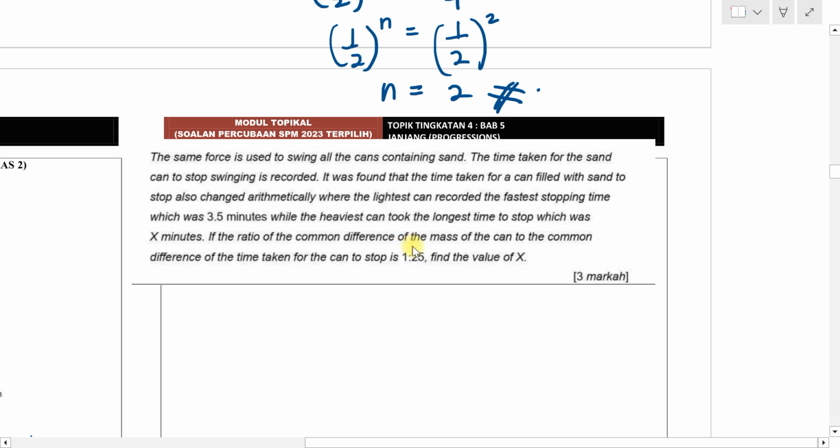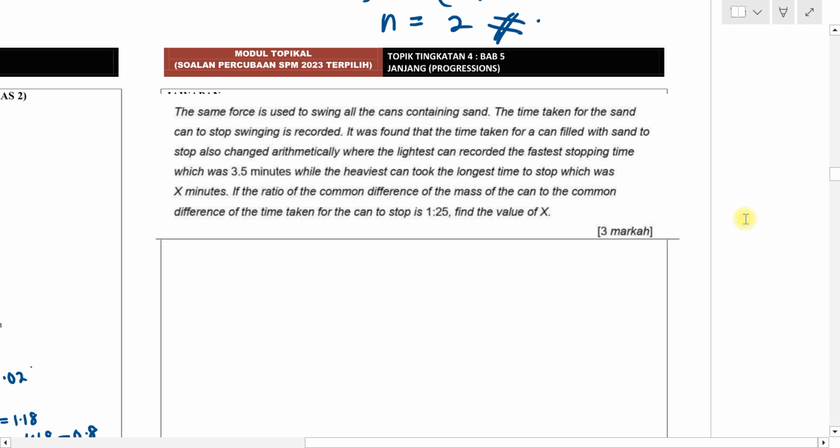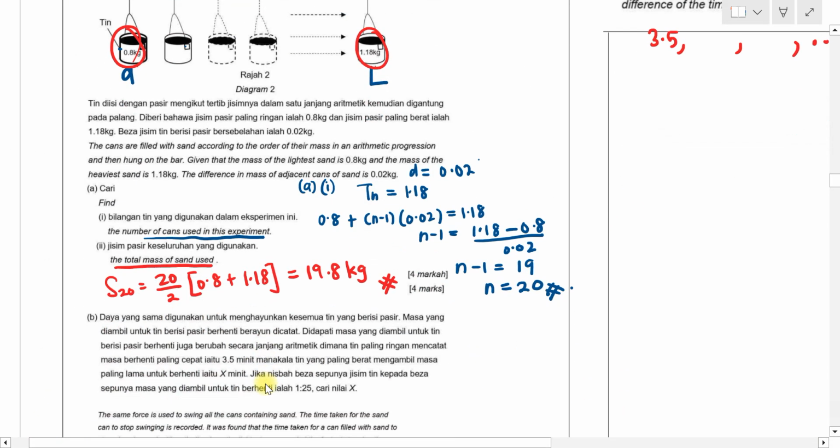Okay. So I hope you can understand what they have said. Now, that time taken to stop, so 3.5 something something dot dot dot until x, that also follows an AP. Okay, the only clue they give you is the common ratio. If the common ratio of the mass of the can, mass in the previous experiment, what is its common difference? Its common difference was 0.02 kg here.